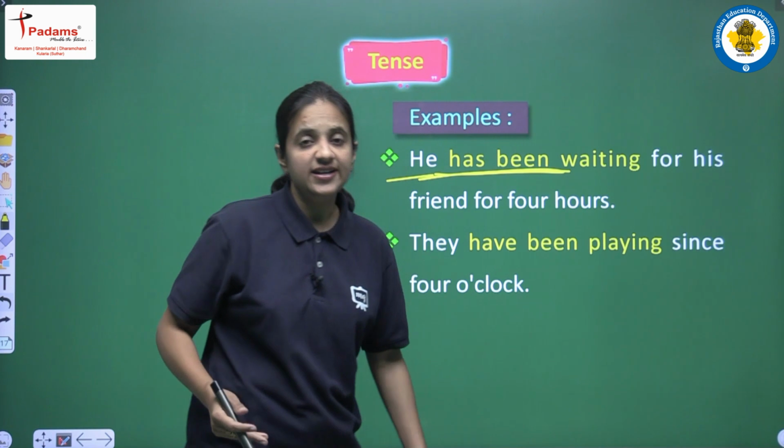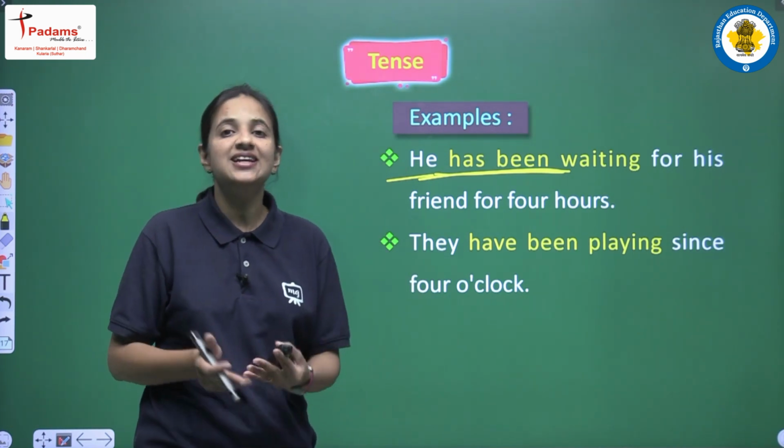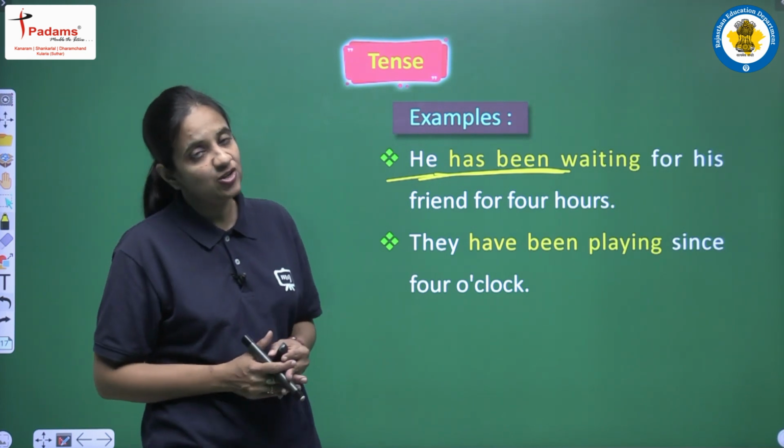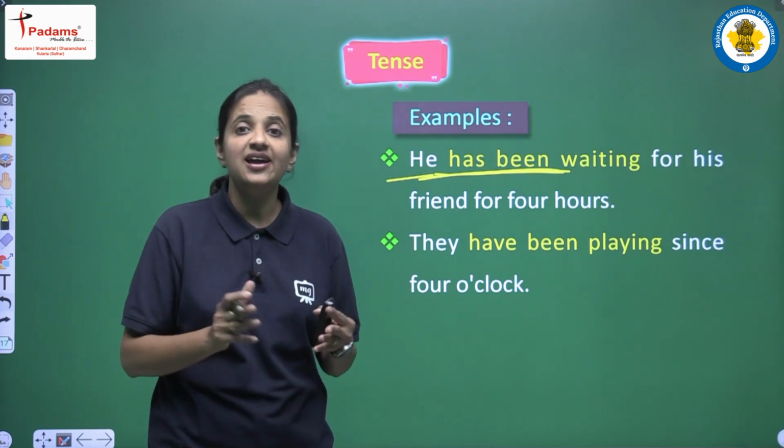Okay, so students, has been, these two words we have to use together, has been and have been. Okay, जो helping verb है दोनों word से मिलके बन रही है, has been and have been.